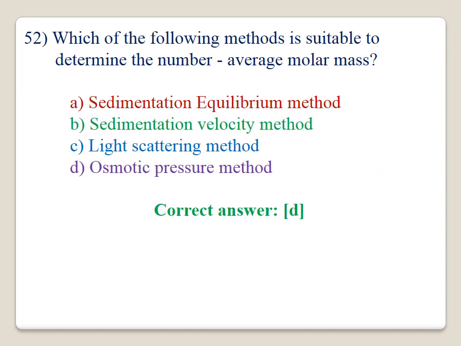52. Which of the following methods is suitable to determine the number average molecular mass? Here, osmotic pressure method, option D, gives number average molecular mass. Therefore, for this question, the correct answer is D.